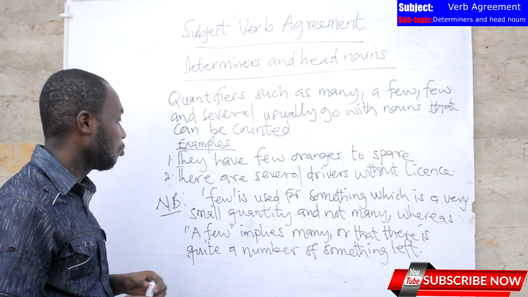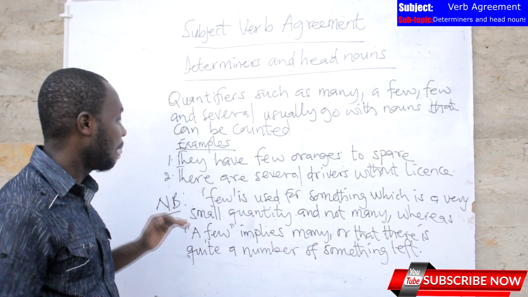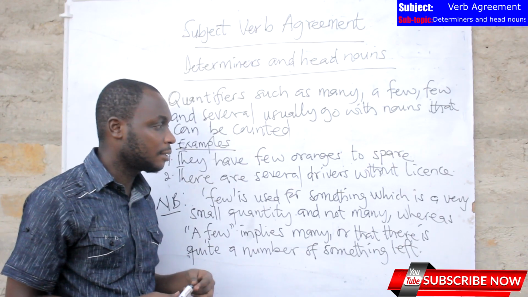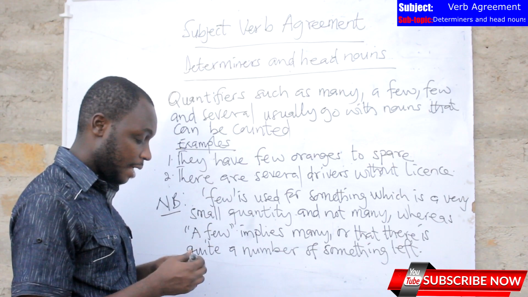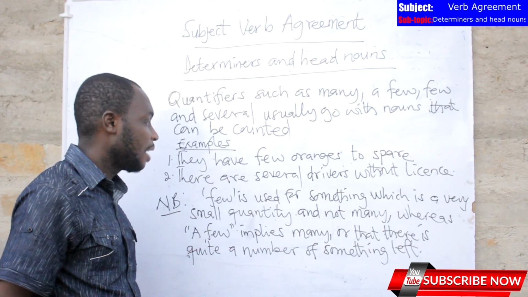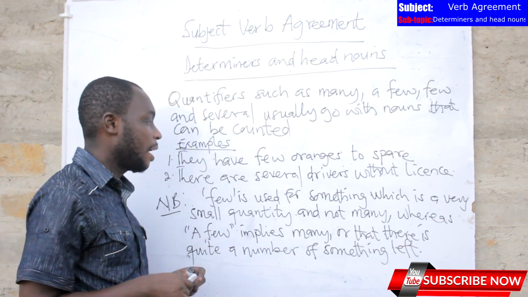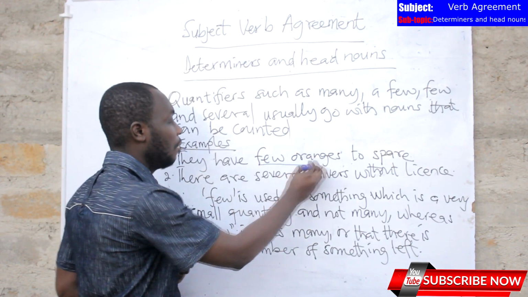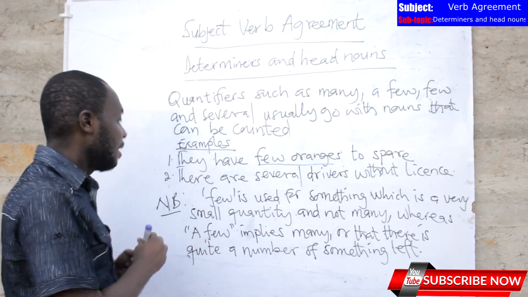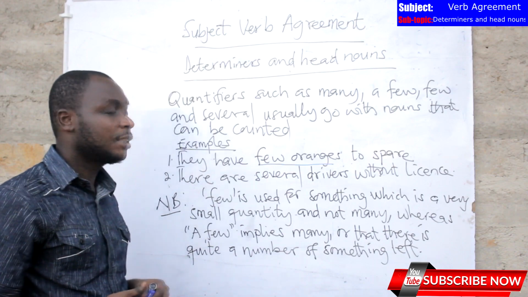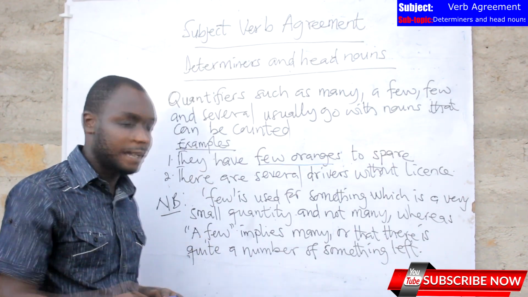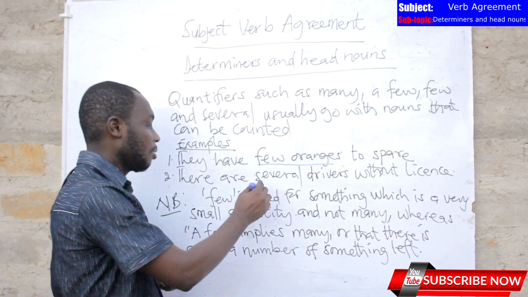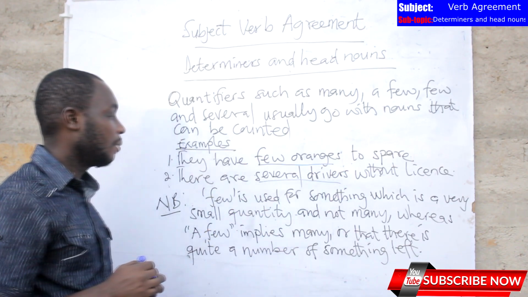So that is what we must know. So examples: there are few oranges to spare. As we can see here, there are few oranges to spare. And then there are several drivers without licenses. So that is also another quantifier.